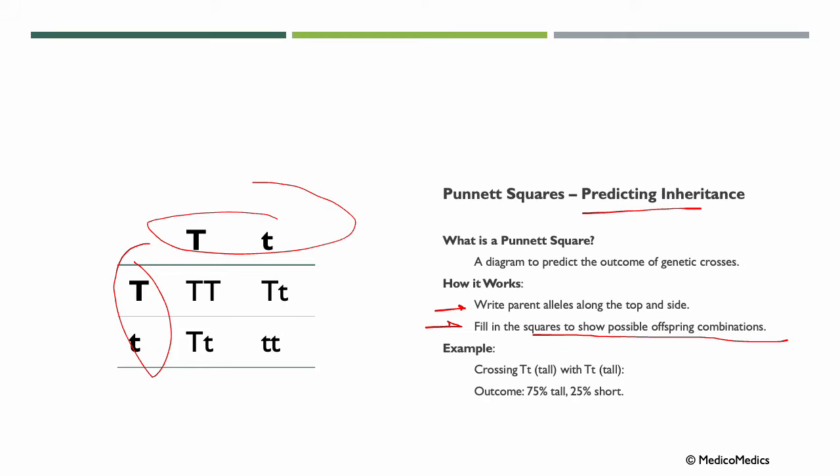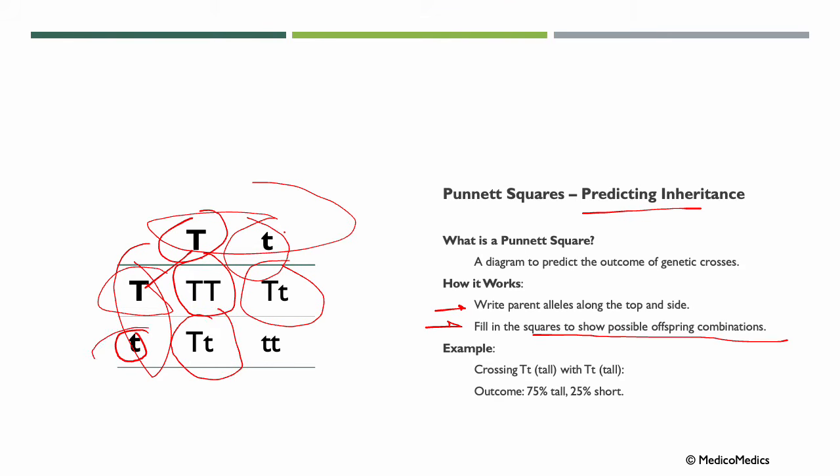combinations. So tall and tall, and then you have tall and, well, dominant, tall, and short. So TT. You have the short variation with the big one, the dominant. So you get dominant T and t. And then you have recessive with recessive, and you get this one.